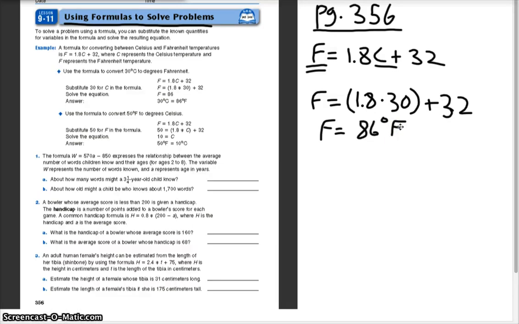Okay, so again, we could use this the other way. What if they give us Fahrenheit? Well, then we plug it in. So our next one says 50 degrees Fahrenheit. So we're going to do 50 equals 1.8 C plus 32.